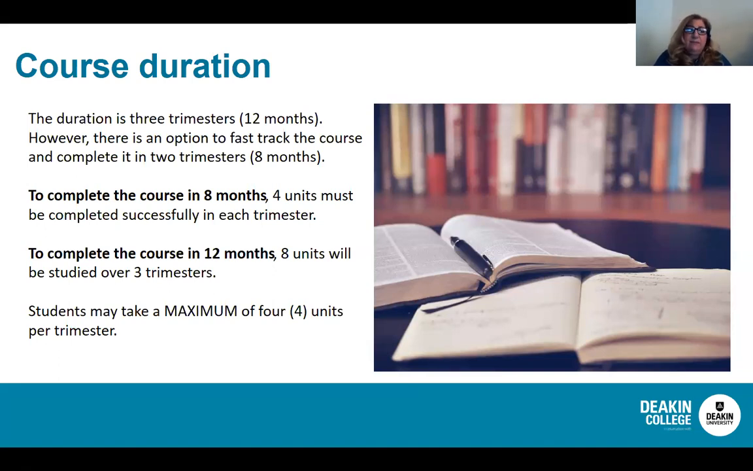To complete the course in 2 trimesters or 8 months, you must complete and pass 4 units each trimester. To complete the course in a year or 12 months, the 8 units will need to be studied over 3 trimesters. So how does this work? You can undertake 3 units in your first trimester, 3 units in your second trimester, and 2 units in your last trimester. You cannot undertake more than 4 units per trimester. So 4 units is the maximum units you can undertake.